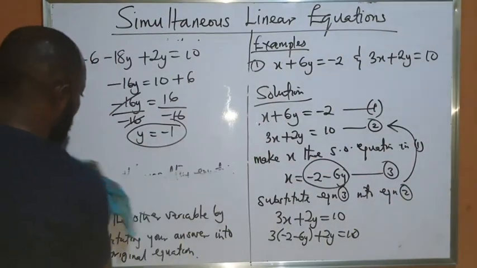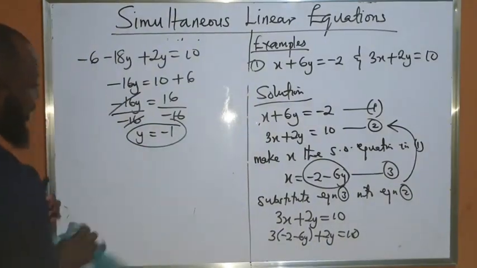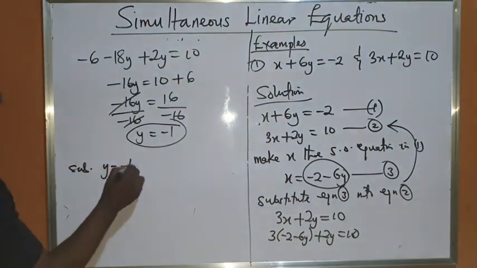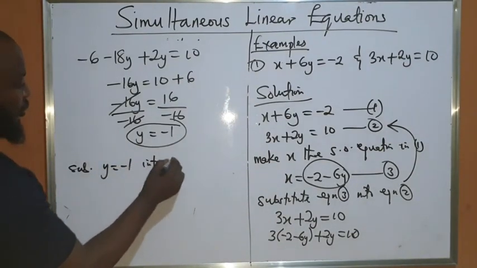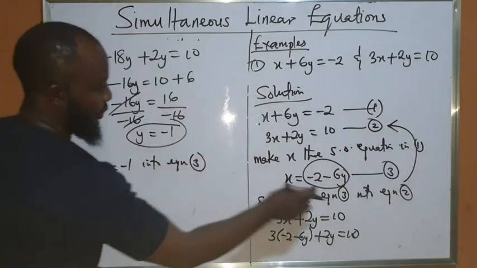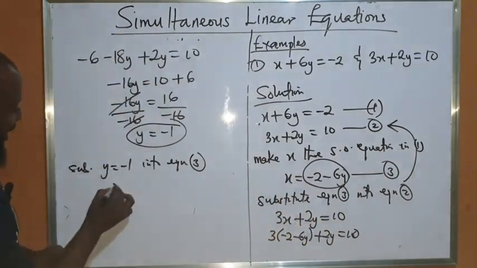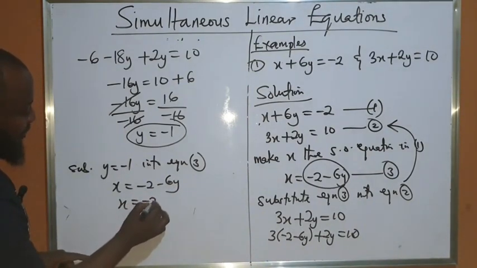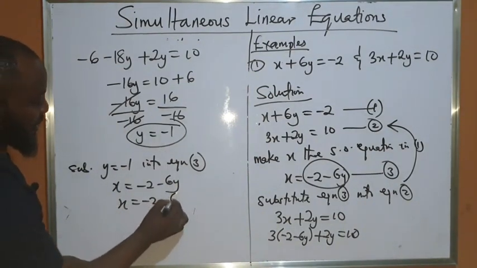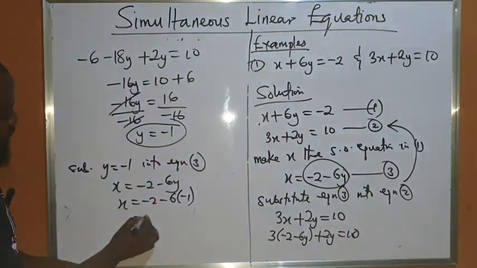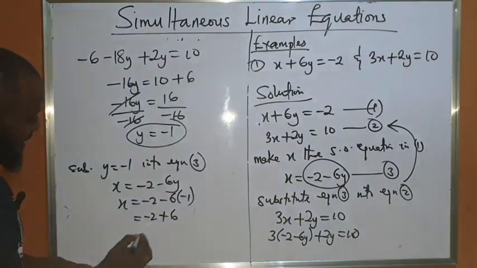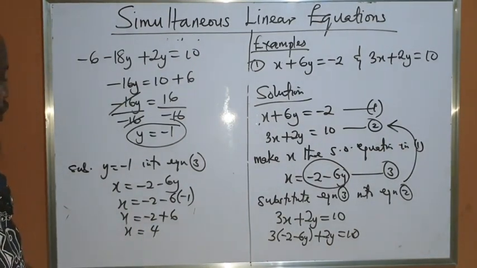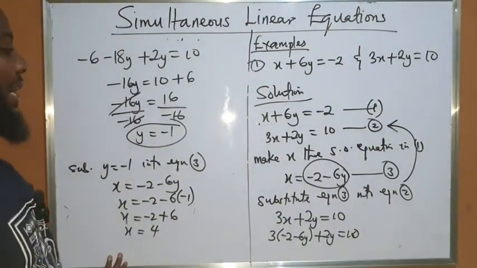So I will write: substitute y equals minus 1 into equation 3. Equation 3 is x equals minus 2 minus 6y. So x equals minus 2 minus 6 times minus 1. This gives minus 2 plus 6, which gives 4. That means the value of x equals 4. So we can confirm if our answer is right or wrong.